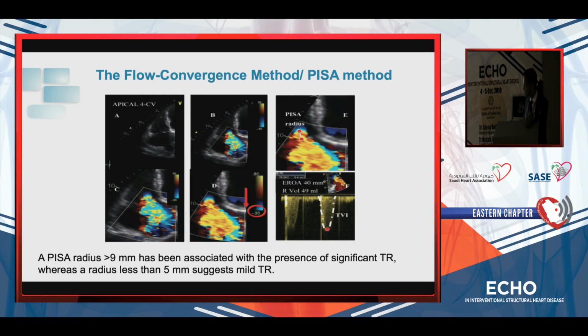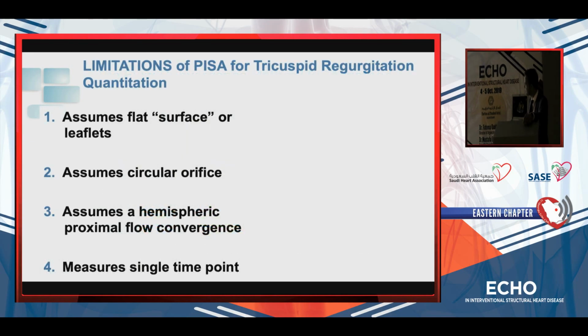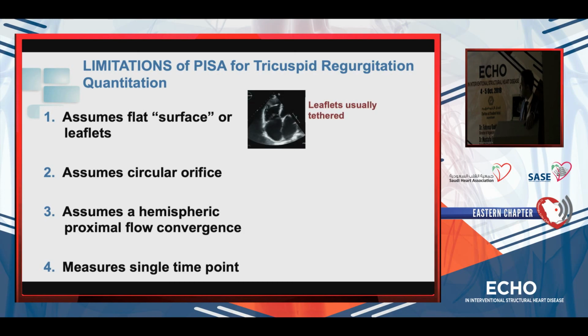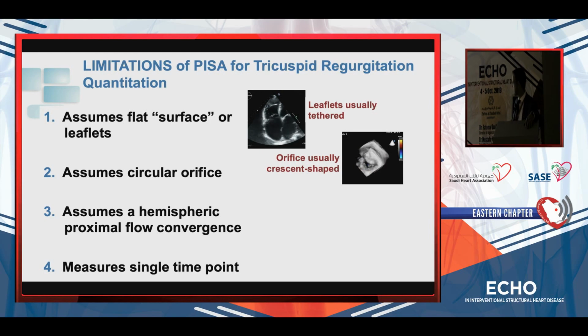What you can do as well is to use the PISA method. So you visualize the PISA, and if you have a PISA radius above 9 millimeters, it has been associated with the presence of significant TR. You can see that all these grading schemes rely on PISA, and the problem is that PISA has several limitations. It assumes that the area where you do the measurement is flat, but the leaflets are frequently completely tethered into the LV, so that doesn't work out. It assumes a circular orifice, but like I already showed, it's frequently not circular. It's semi-lunar or a star-shaped orifice.